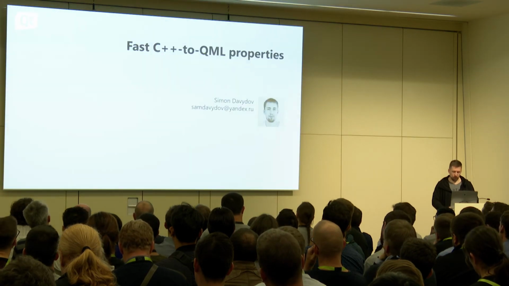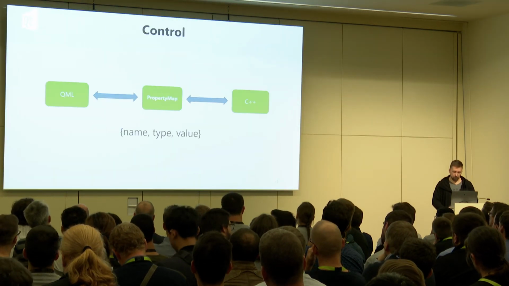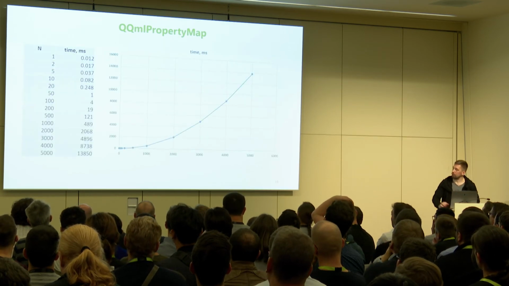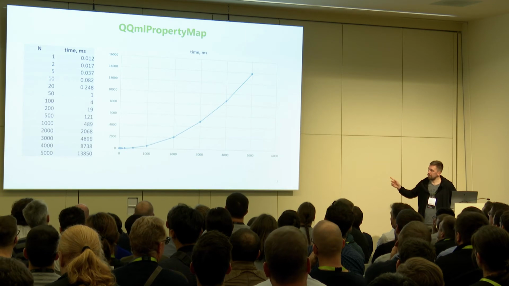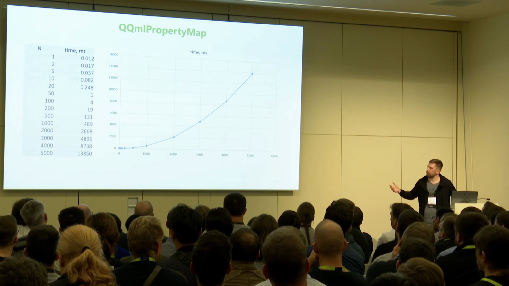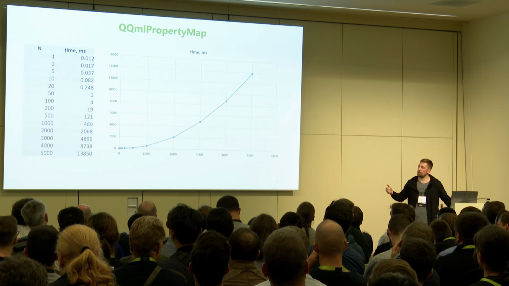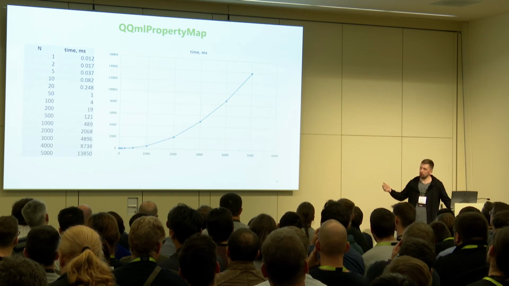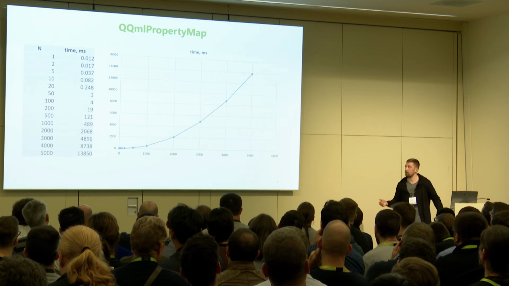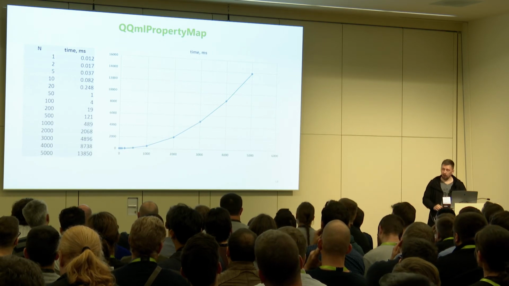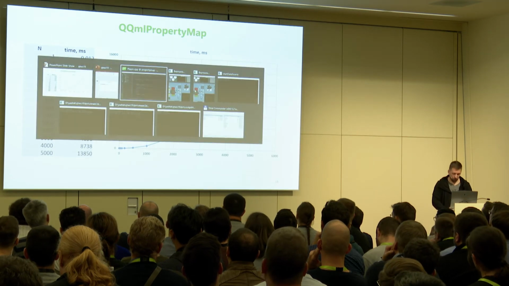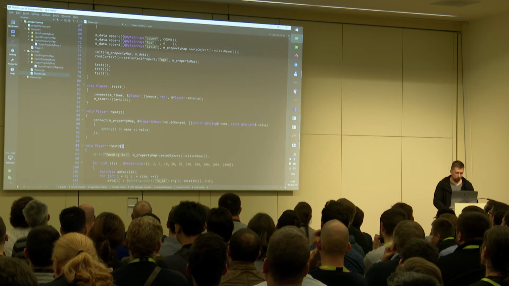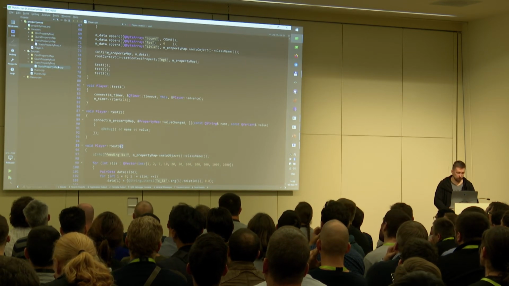So if you'd like to fix QQmlPropertyMap's slow insertion, we have to extend the API, because there is no way to say, hey, hold on, don't build QMetaObject right away. I have some new properties to come. I have to extend the API. And that's quite easy there. We can just do what insert of QQmlPropertyMap does, but in a loop.